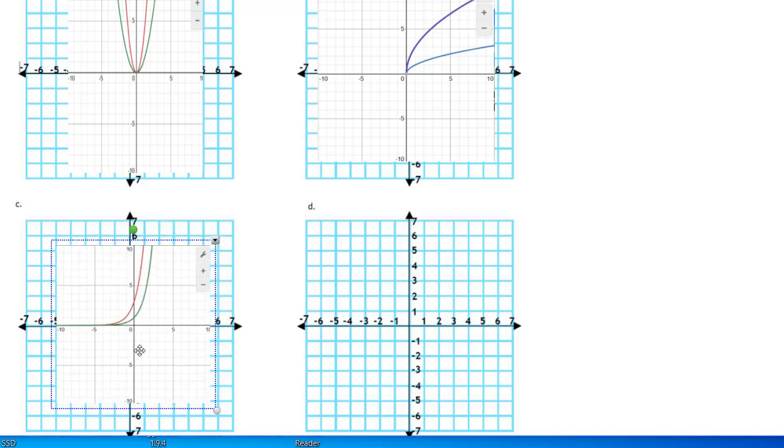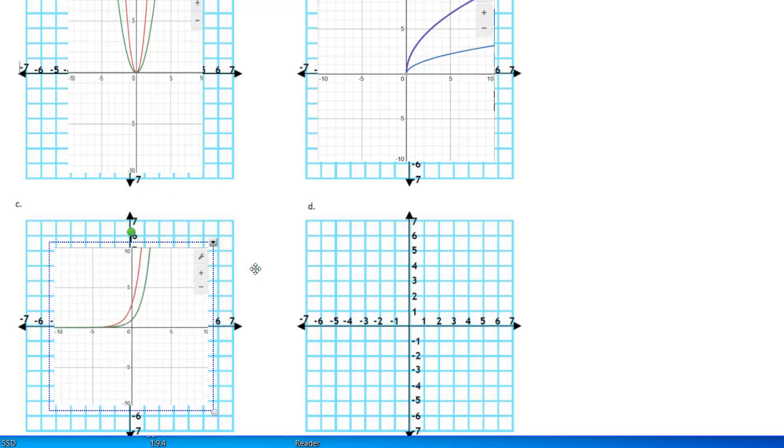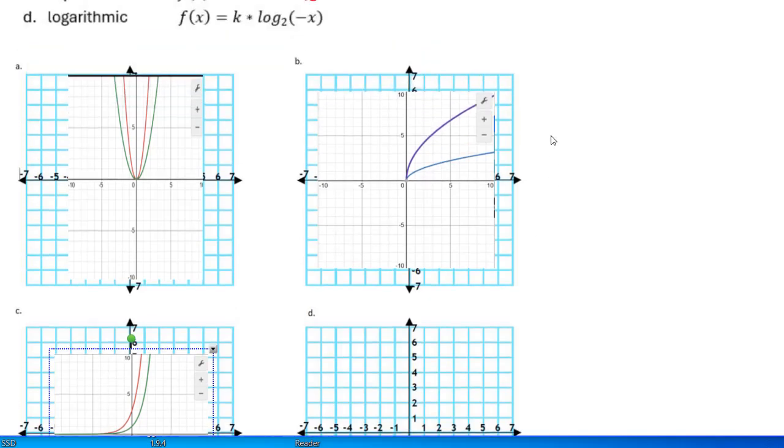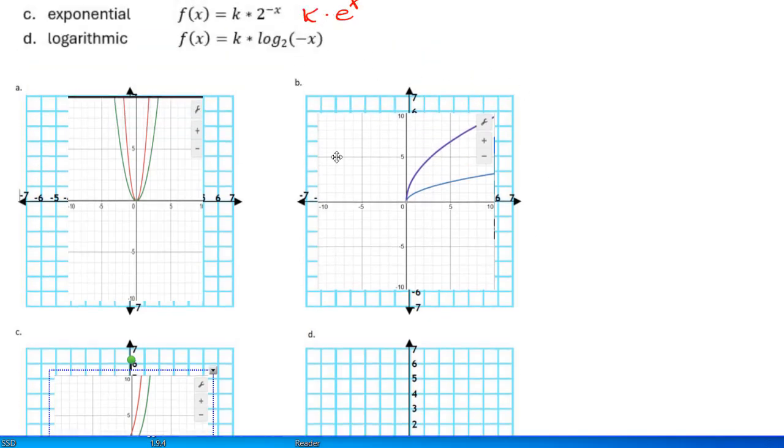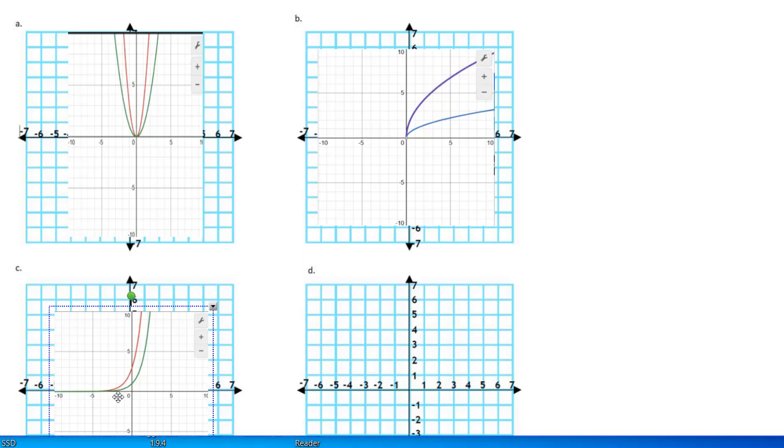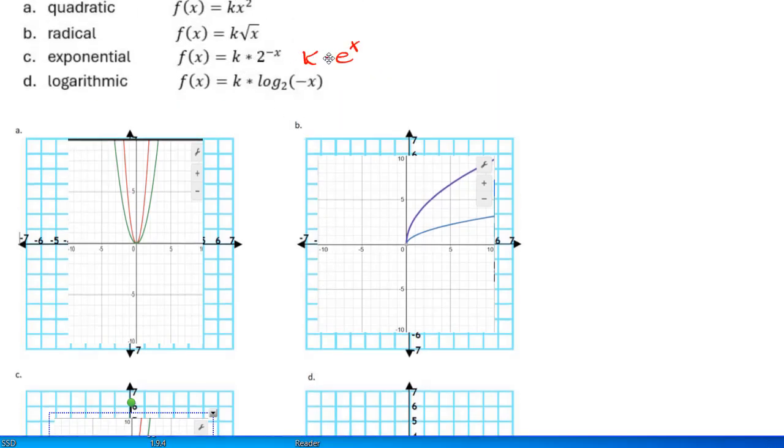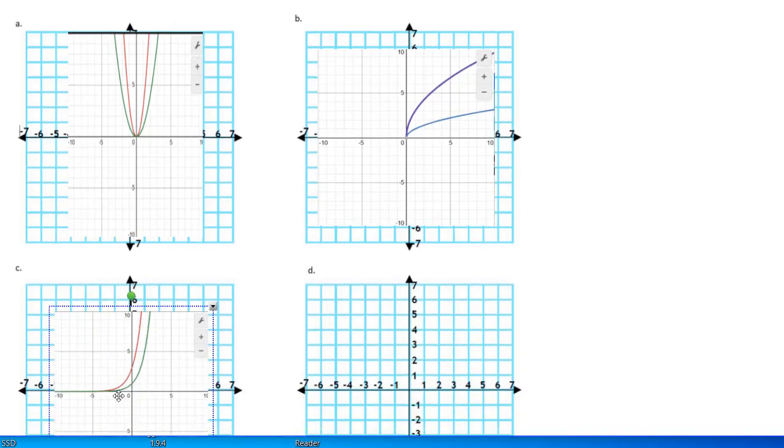Okay, so we have k e to the x. And of course, e to the x should go through the point 0, 1. So it's the green. And then I have 3 times e to the x. So it should go through 0, 3. And you can see that it does. That the red line goes through the y-intercept at 3.